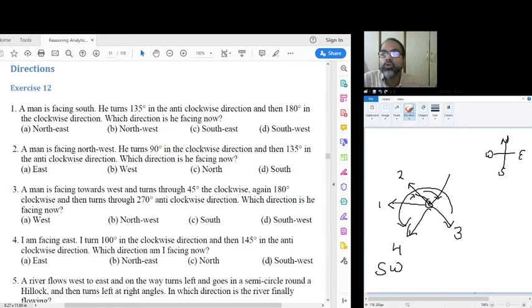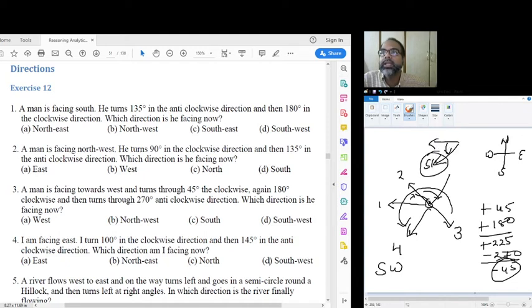This is southwest. Or if I want to do the plus minus method, then 45 clockwise plus 180 clockwise, that is plus 225, then 270 anti-clockwise, so minus 45. So from the starting position, west, anti-clockwise 45, negative, simple, again the answer comes as southwest. So let's take one more example.